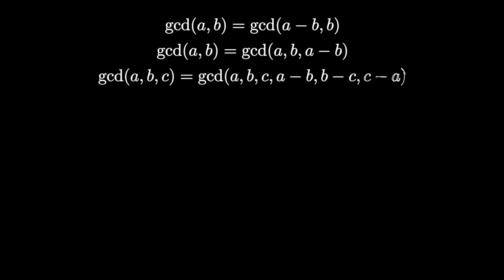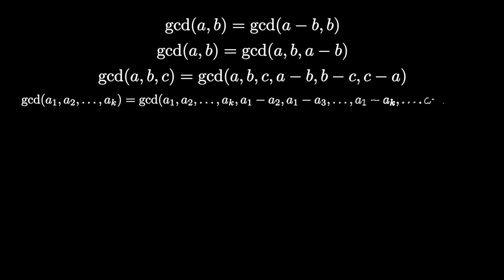GCD of A, B, and C is equal to GCD of A, B, C, A minus B, B minus C, and C minus A, and so on. That is, the GCD of the numbers A1, A2, and so on, AK, is equal to the GCD of these numbers and all their possible k multiplied by k minus 1 divided by 2 pairwise differences.